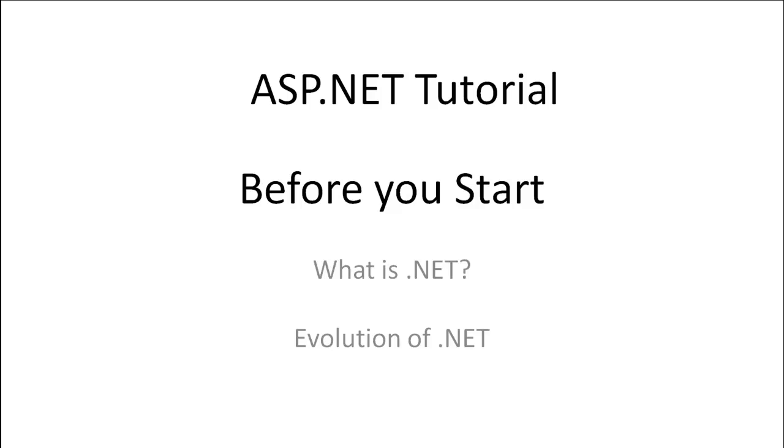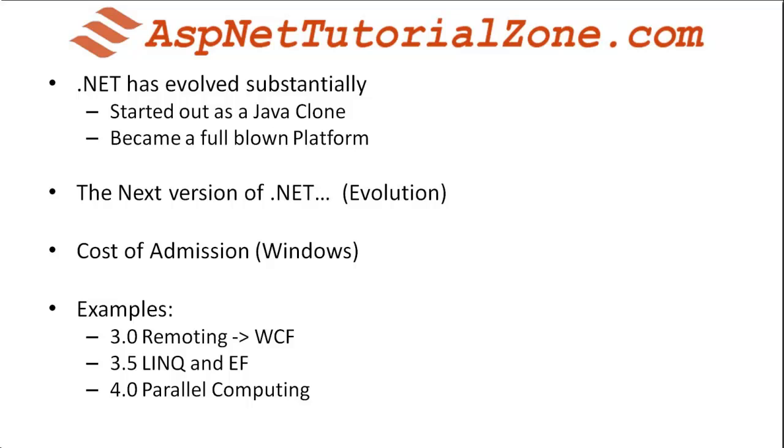Today we have another vlog in the ASP.NET Tutorial Series. In the category of Before You Start, in the topic of What is .NET, and this is part 2, which is the evolution of .NET. .NET has evolved substantially since it was first introduced. It started out as what would be a Java clone and became a much more powerful and full-blown platform.